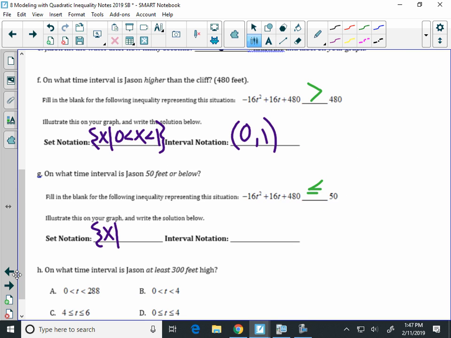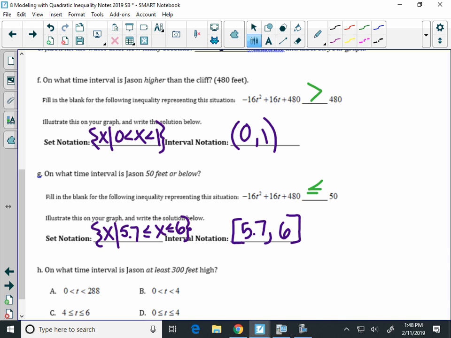5.7. Now we need to use less than or equal to this time because I'm looking for 50 feet or under. And he stops being under 50 feet when he gets to the water, 6 seconds. What symbol should I use in interval notation? The bracket. Alright, so I'll do 5.7 to 6.